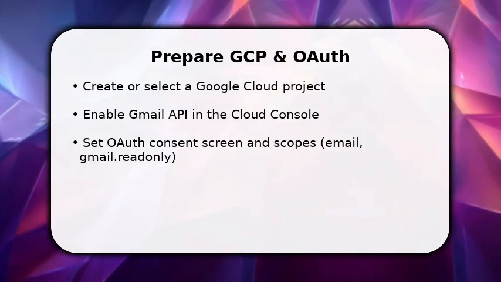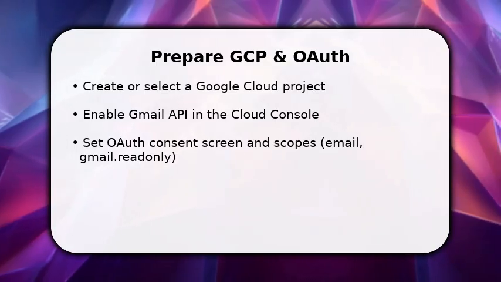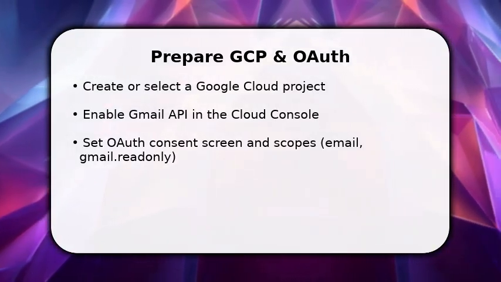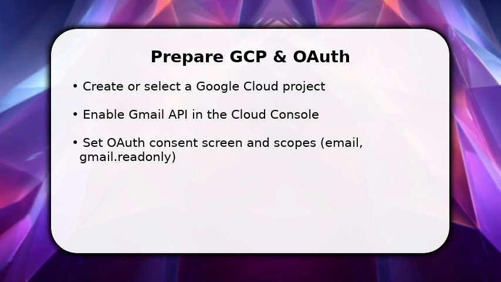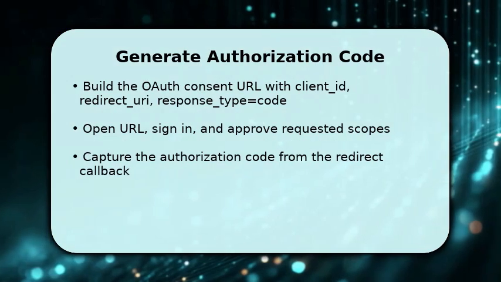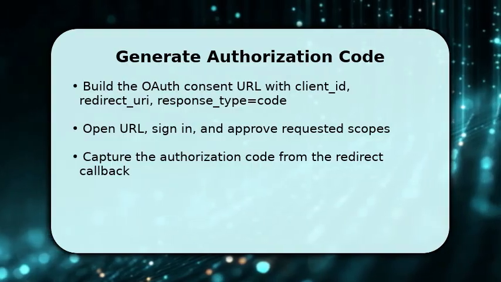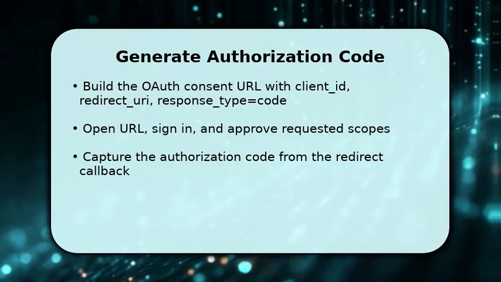Once done, create OAuth 2.0 credentials and choose web application or desktop app depending on your client. Make sure to add authorized redirect URIs now so the token flow won't fail during testing. You now construct the authorization URL including client ID, redirect URI, response type equals code, and the scope list.